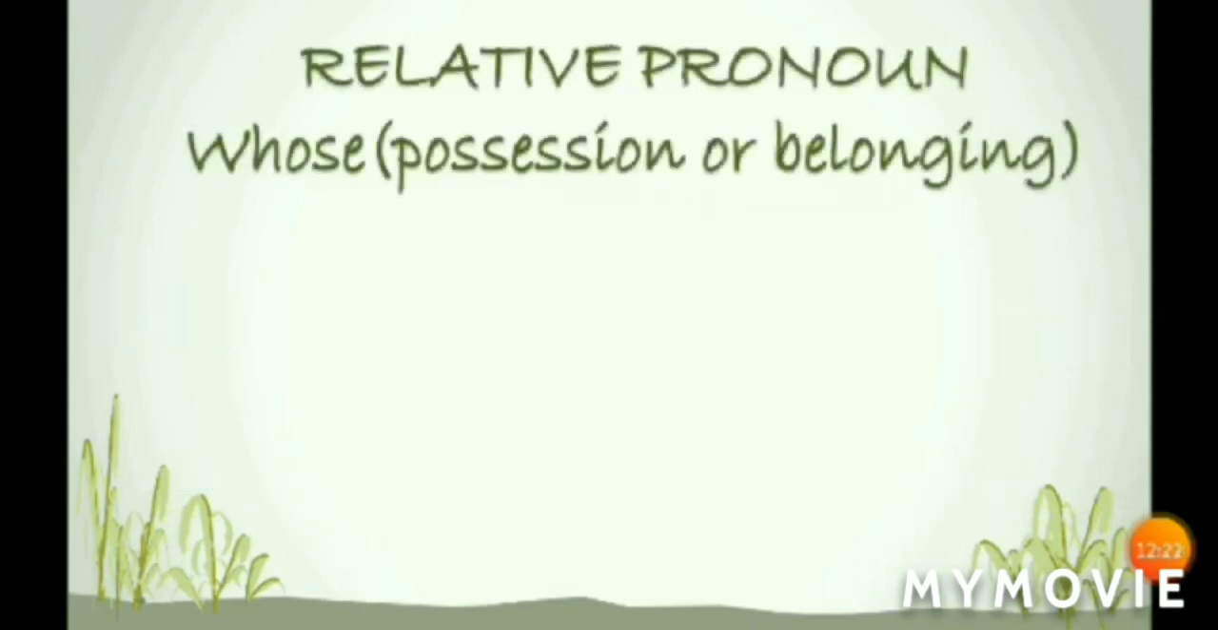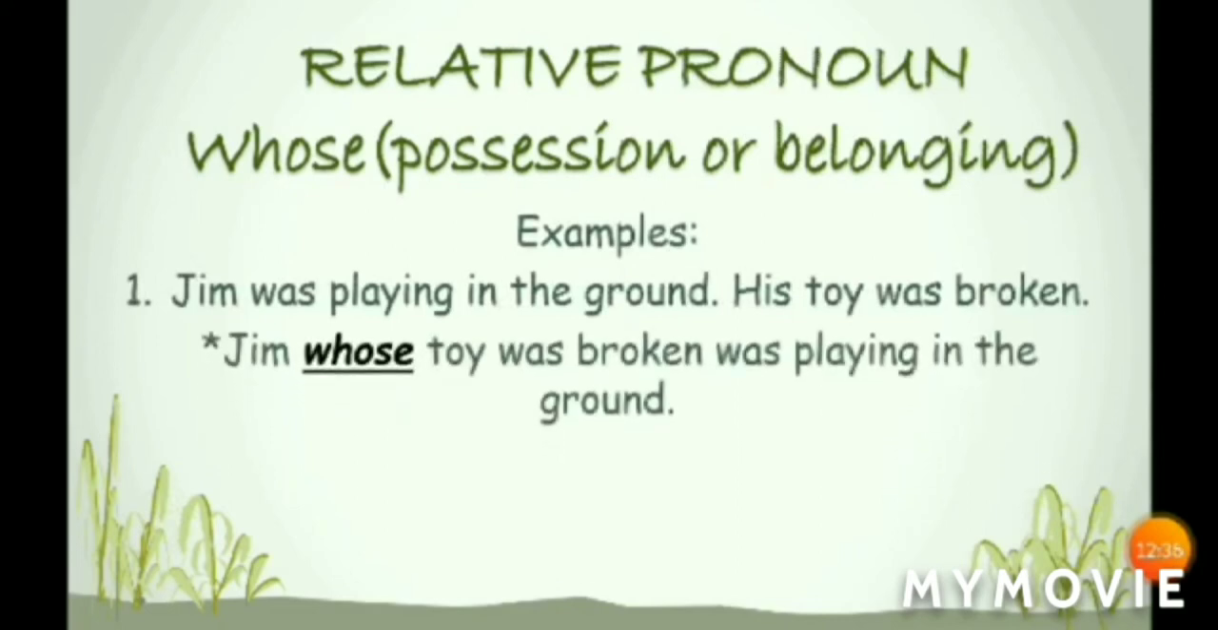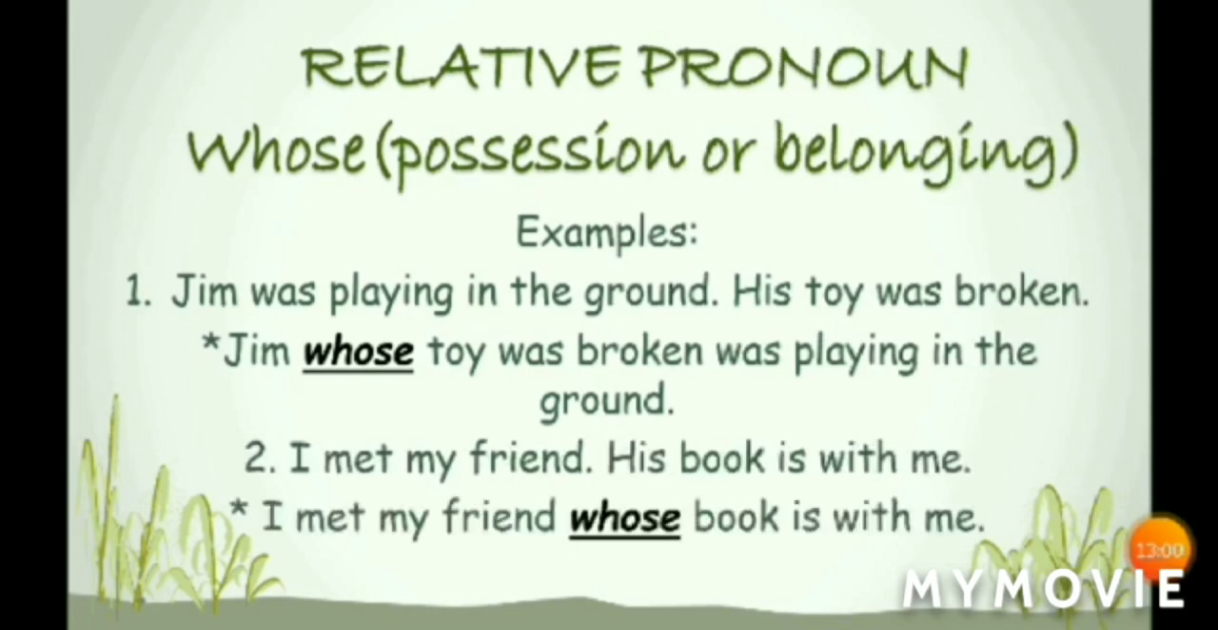Relative pronoun whose. Whose is used for possession or belonging. For example, Jim was playing in the ground. His toy was broken. Now when we join it, Jim, whose toy was broken, was playing in the ground. The antecedent is Jim, a person, and whose shows the possession. So after that, an object or noun would be necessary. Number 2, I met my friend. His book is with me. The answer would be, I met my friend whose book is with me.